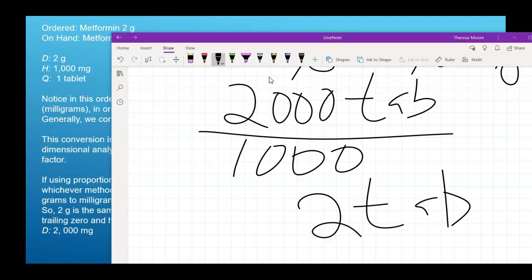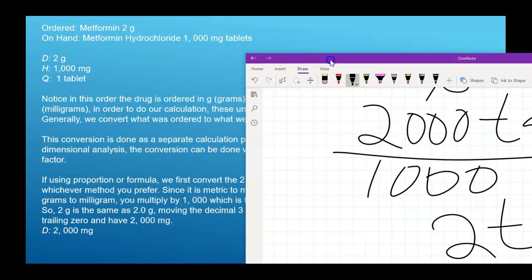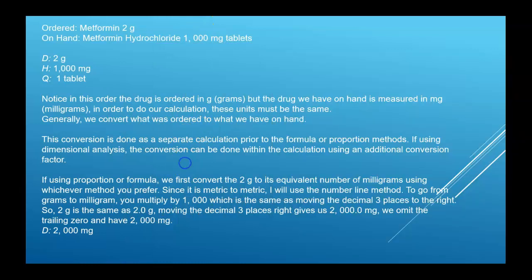So it's up to you whether you want to convert first or just throw the conversion into your dimensional analysis calculation. I prefer either way, I guess. Doesn't matter to me.